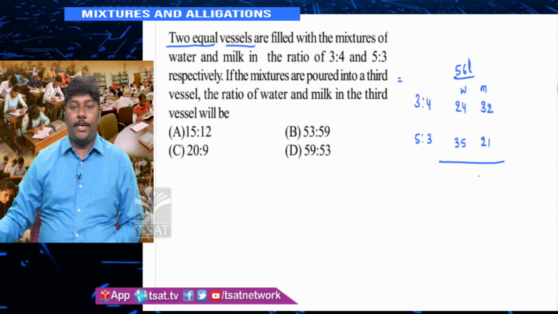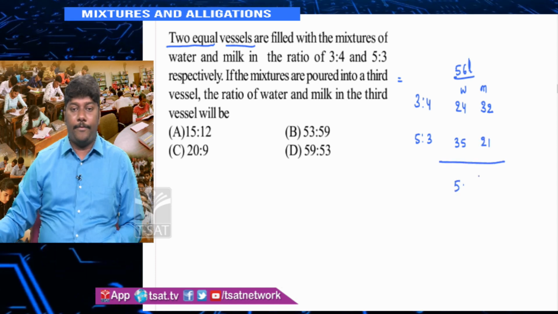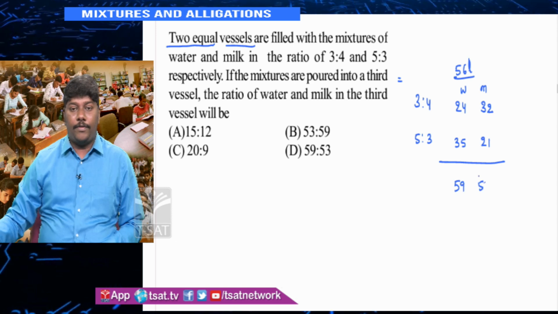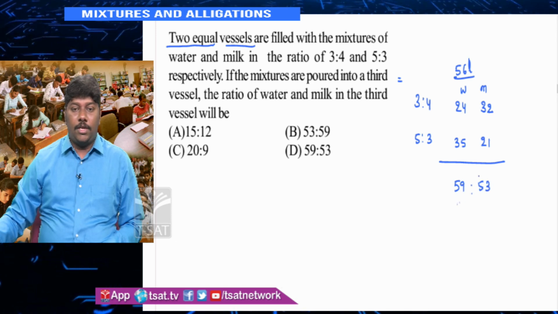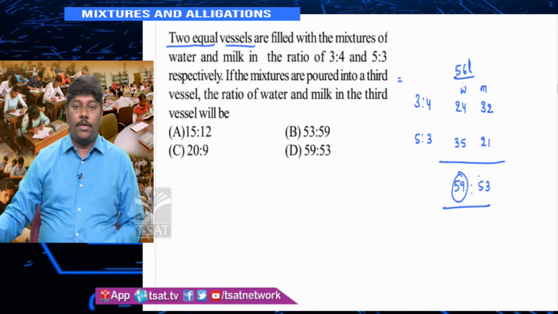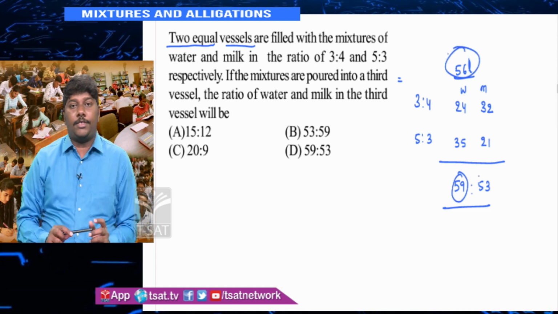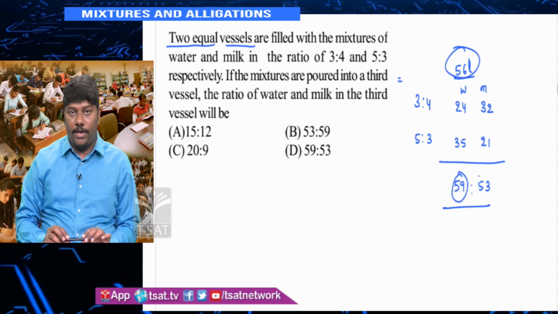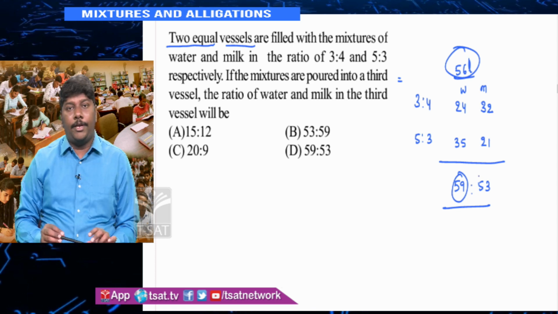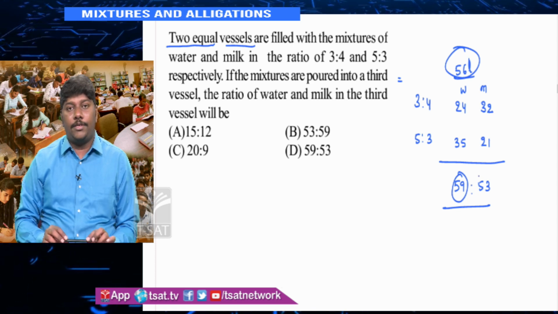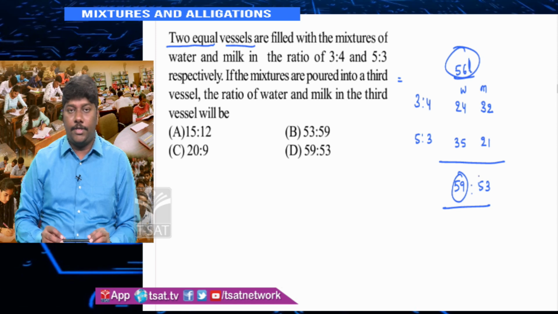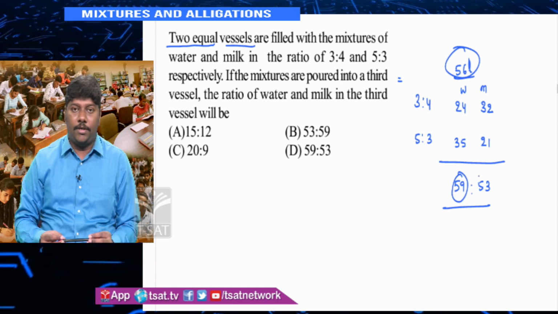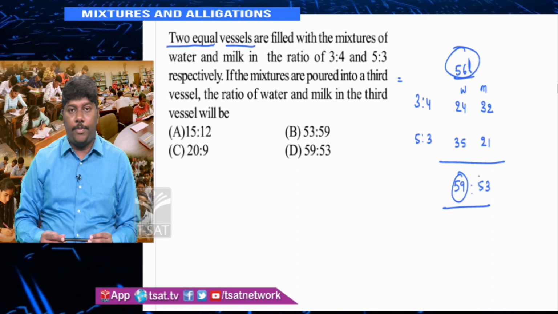Therefore, how many liters of water are there in the third vessel? 59 liters of water, 53 liters of milk. Even if you find only water, you know that 56 plus 56 in 2 vessels because of equal capacity is 112. You only find out what is water in it. We got water is 59 liters. Obviously out of 112, if 59 is water, remaining 53 must be milk only.